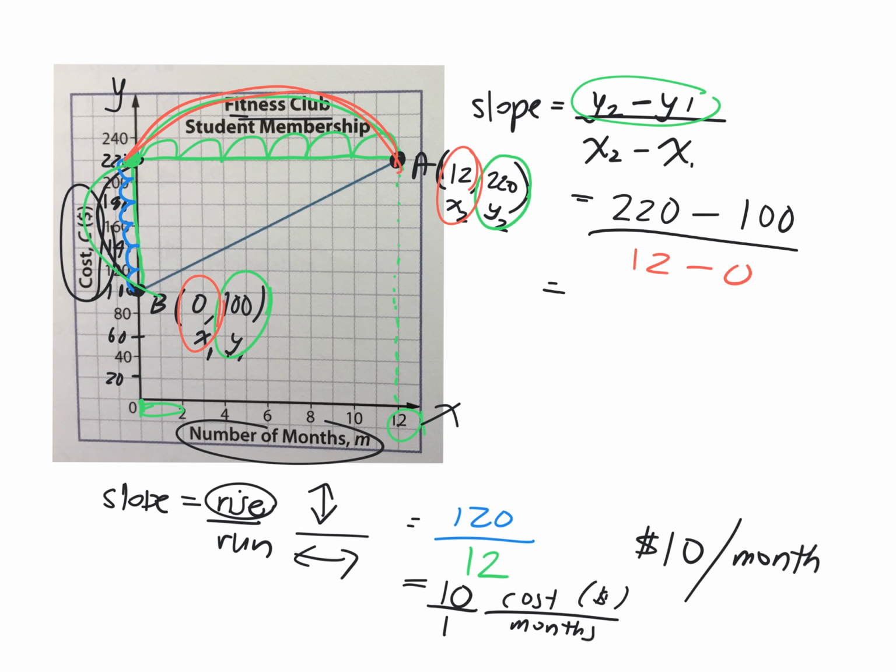So 220 take away 100, you said was 120. 12 take away 0 is 12. What's 120 divided by 12? Did we get the same answer? Yes. Okay, so you understand how to use the formula?